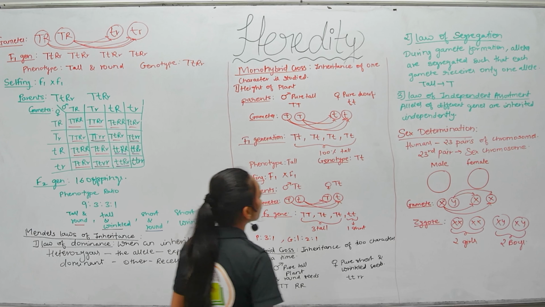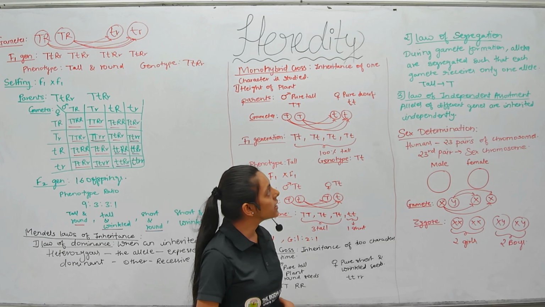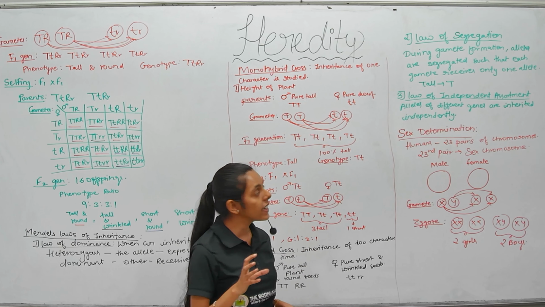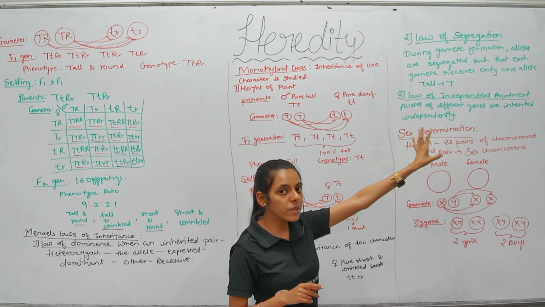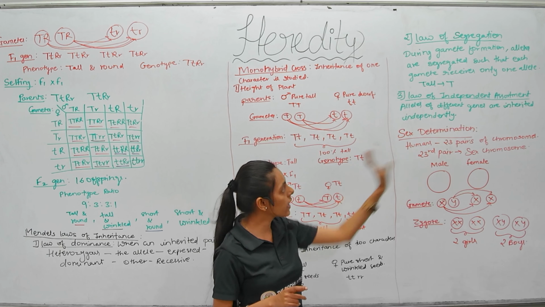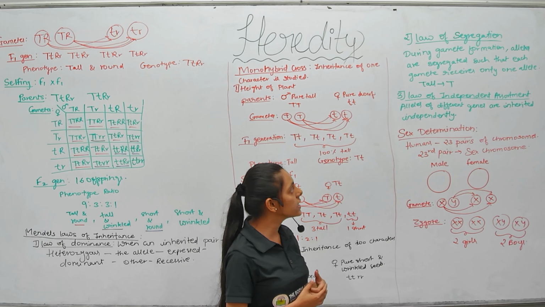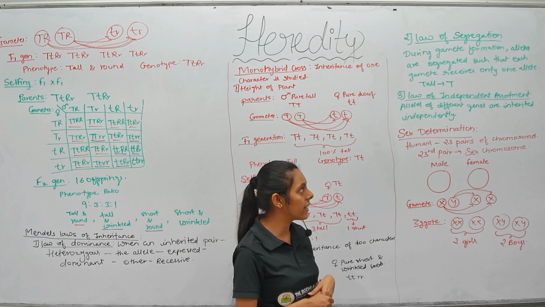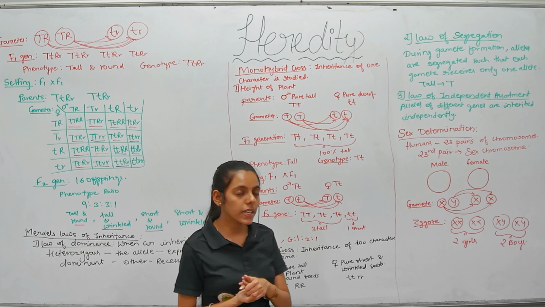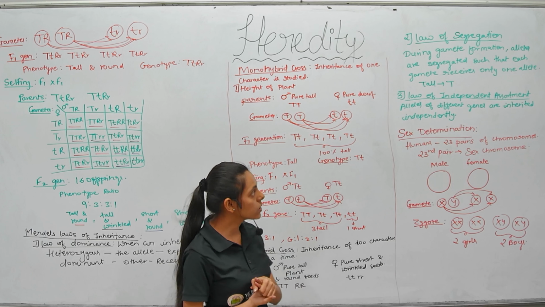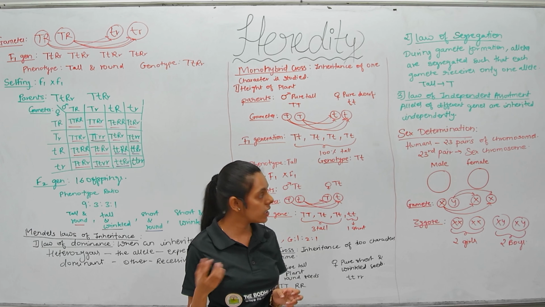Okay, then we come to the law of segregation. Here during gamete formation, alleles are segregated such that each gamete gets only one allele. For example, in tall there will be only one allele in a gamete, that is T. Then the law of independent assortment says that alleles of different genes are inherited independently. For example, if there is a gene for height, it will be tall and short, right? So only one allele will be given to the offspring.